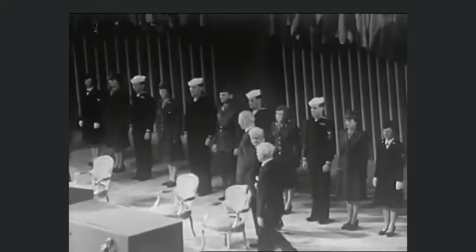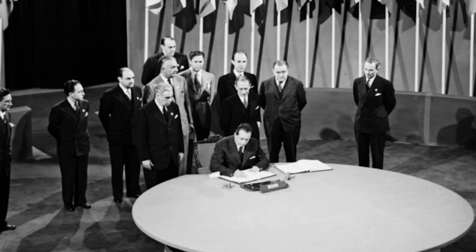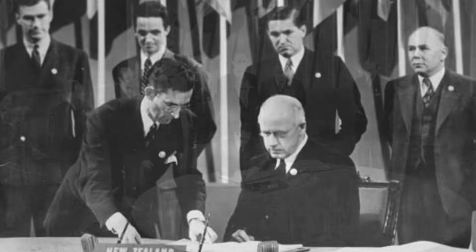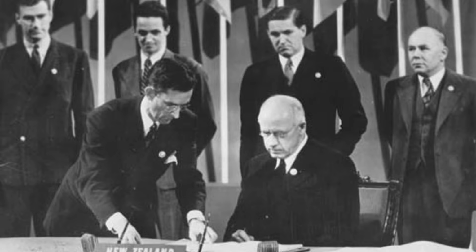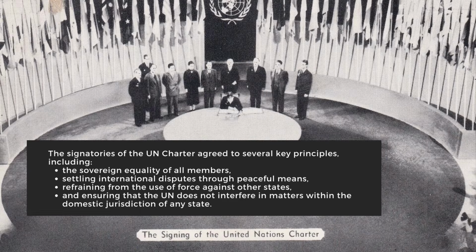The signatories of the UN Charter agreed to several key principles, including the sovereign equality of all members, settling international disputes through peaceful means, refraining from the use of force against other states, and ensuring that the UN does not interfere in matters within the domestic jurisdiction of any state.